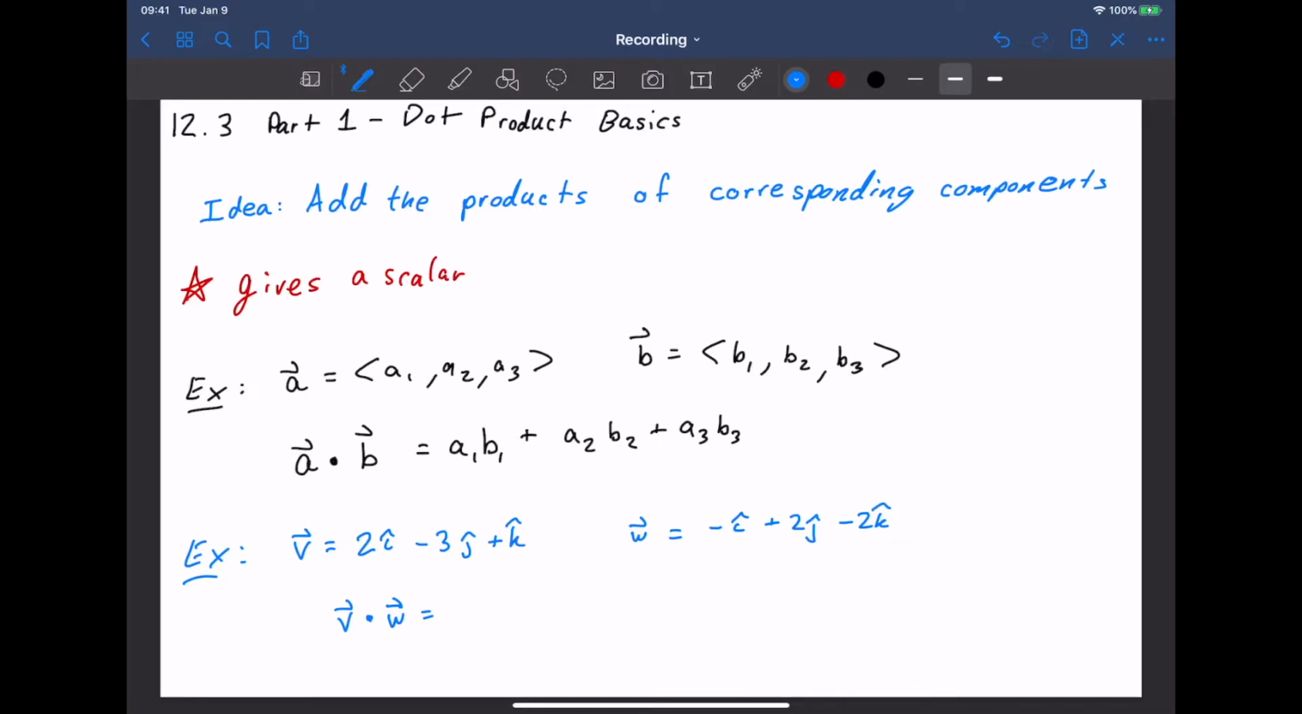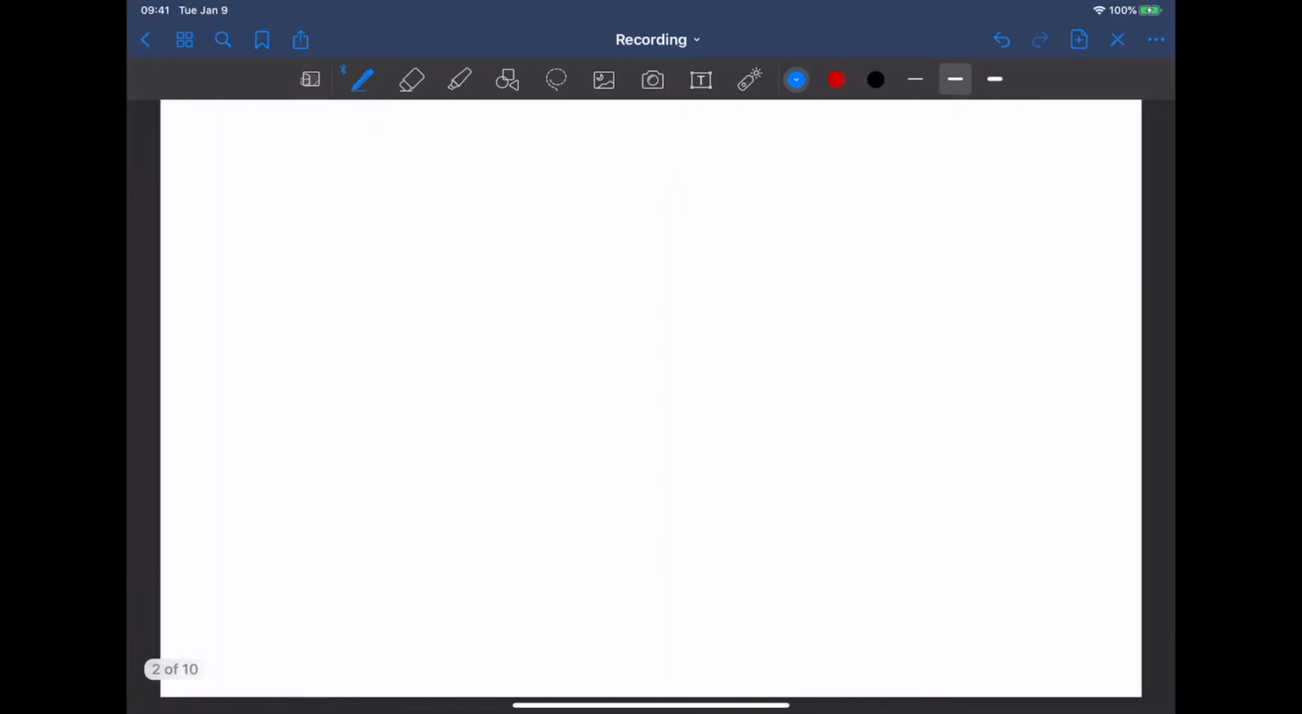3, 2, 1. You should have negative 2 minus 6 minus 2. So this dot product is negative 10, which means what? That's going to be a topic for the next video, I believe. So we're just going to deal with it for now. But it is a scalar. That's one thing I really want to be clear about. This is just a number. We've lost the idea of being a vector. It's not 10i, it's not 10j, it's not 10k. It's just negative 10.